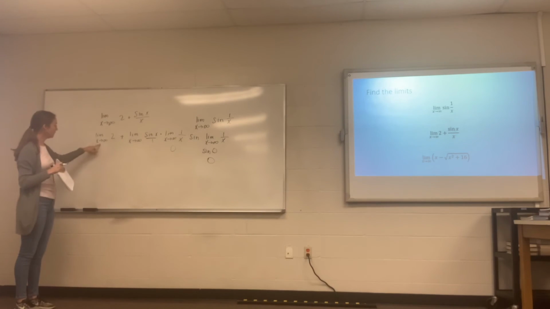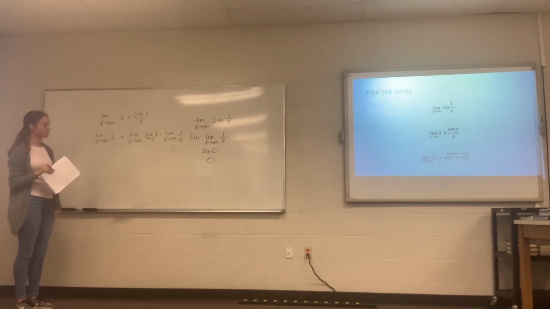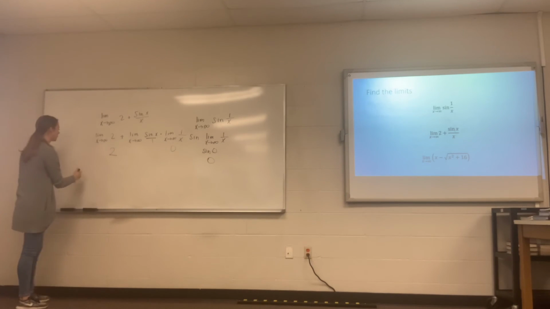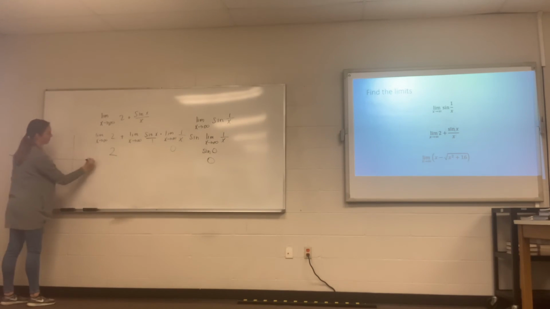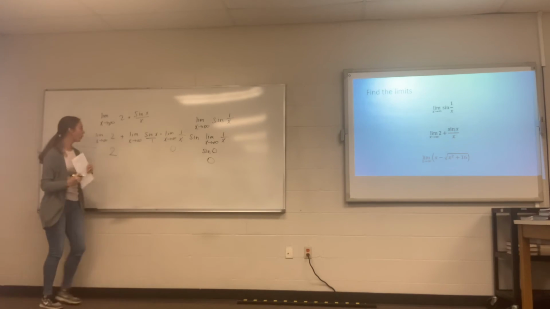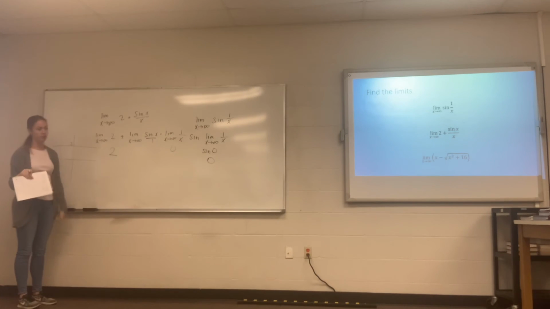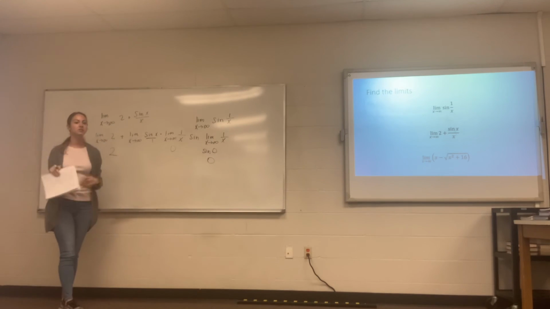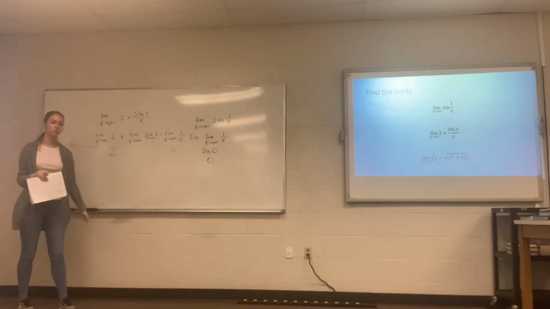I know my limit as x approaches infinity of just 2 would just be 2. Because remember, if I were to graph 2, it would just be a horizontal line at 2. And as I keep going out to infinity, I'm still just approaching 2. So anytime you have just a number, your limit would also be that number.